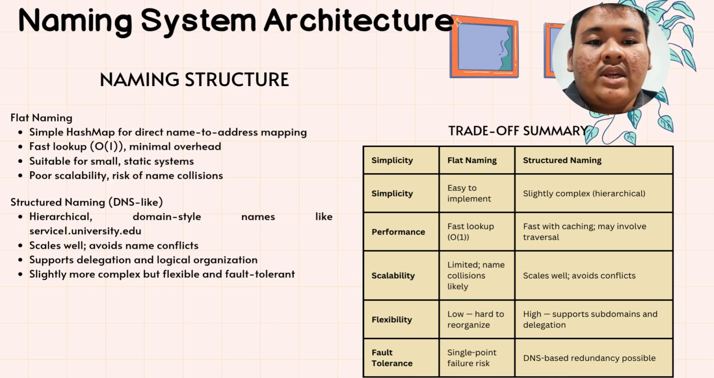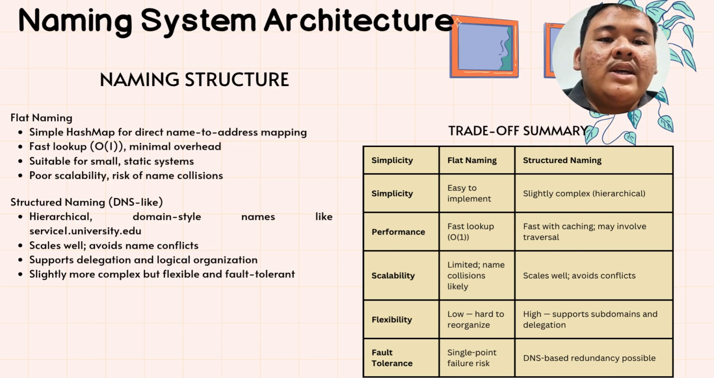Structured naming, modeled after DNS, uses hierarchical names like service1.university.edu. It scales well, avoids name conflicts, and supports delegation and better organization across the domain. It is slightly more complex, but more flexible and fault tolerant.